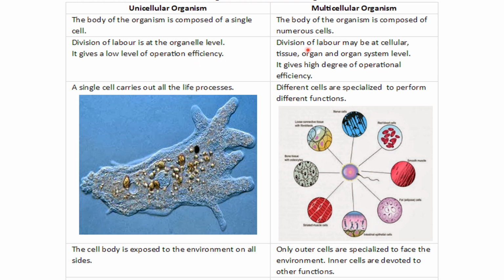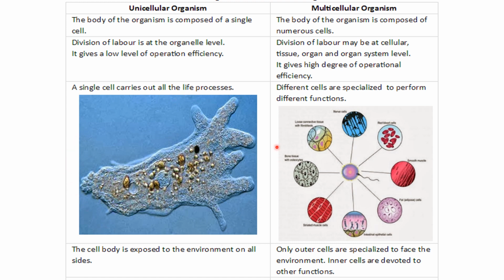Whereas in a multicellular organism, division of labor may be at a cellular, tissue, organ, and organ system level, meaning that different parts of the organism can have different roles, and not every single cell needs to play the same role. So we can divide the labor up better, and therefore we operate more efficiently.